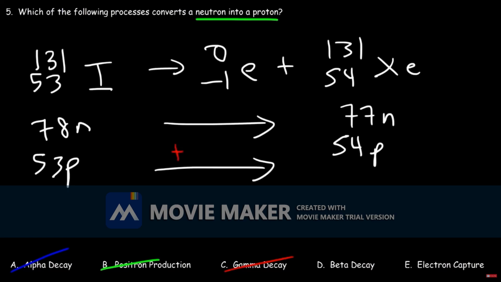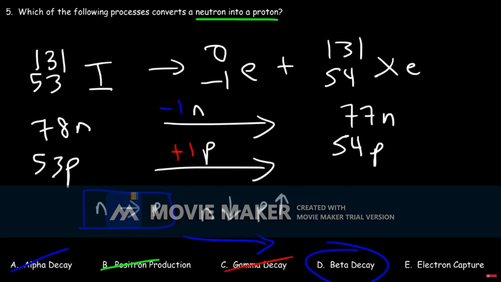So we could say that a neutron was converted to a proton, since the number of neutrons decreased by 1 and the number of protons increased by 1. So D is the answer we're looking for. Beta decay will convert a neutron into a proton. Now let's take a look at electron capture, which is the last possible answer.